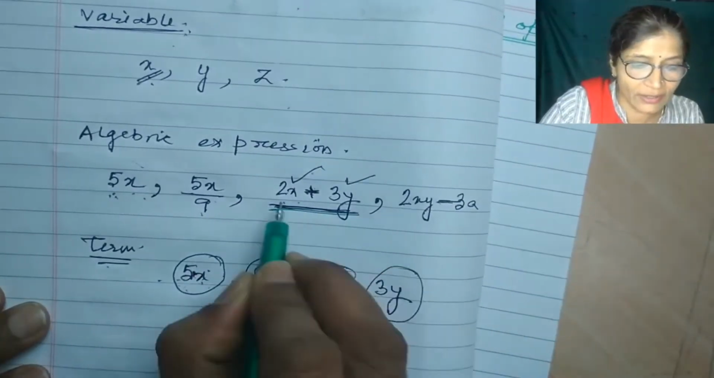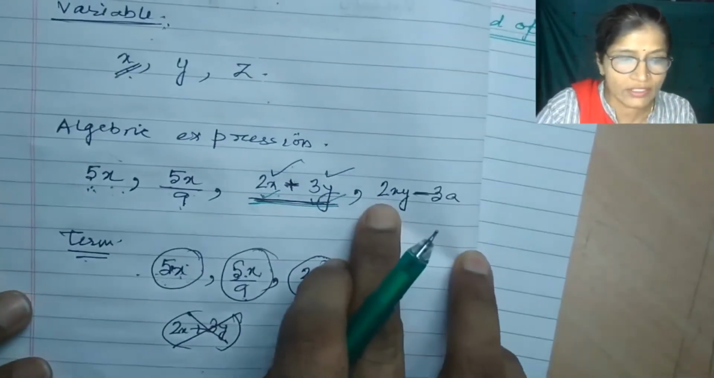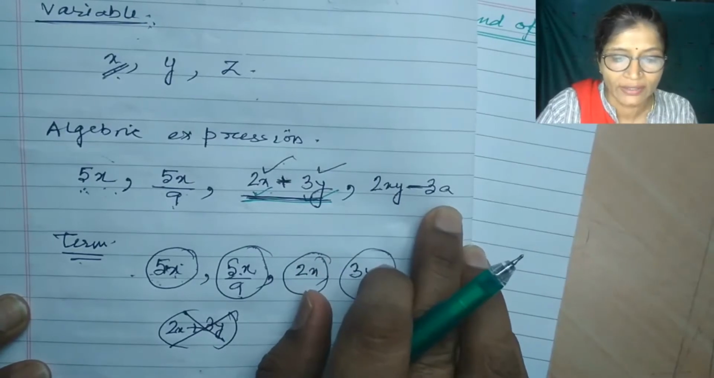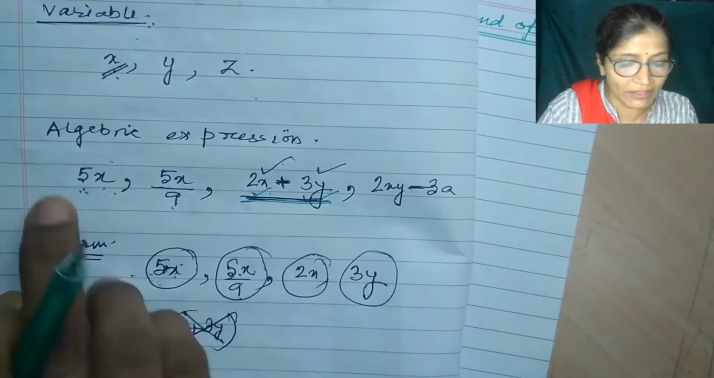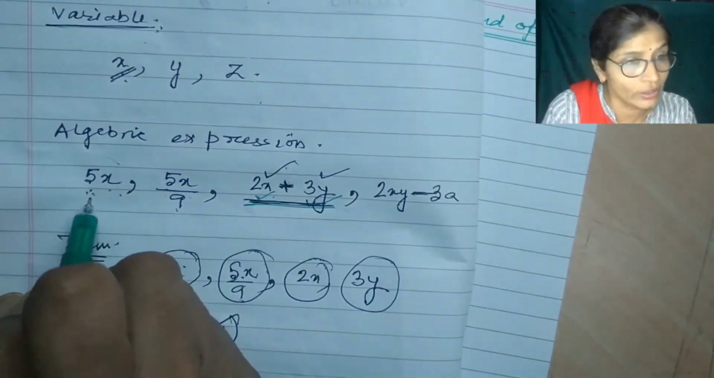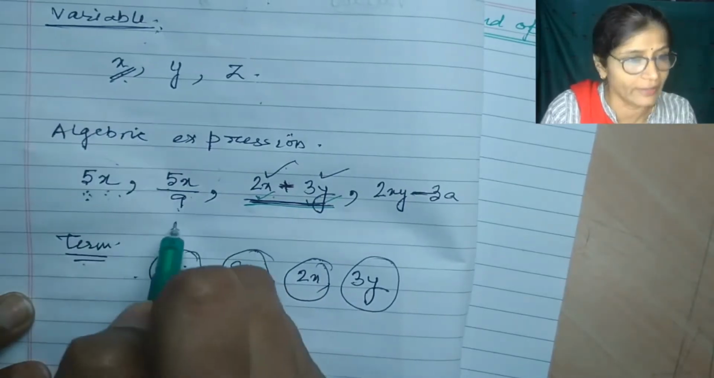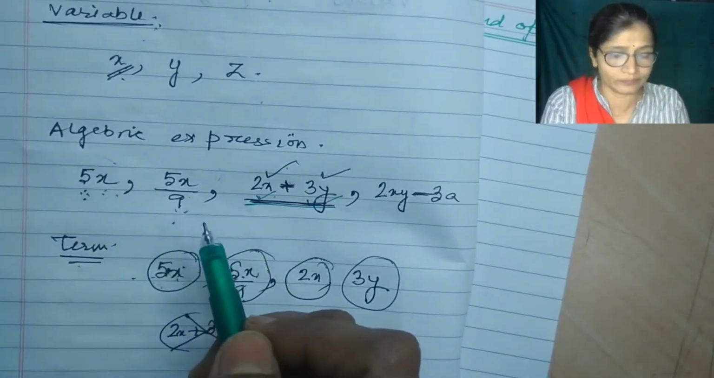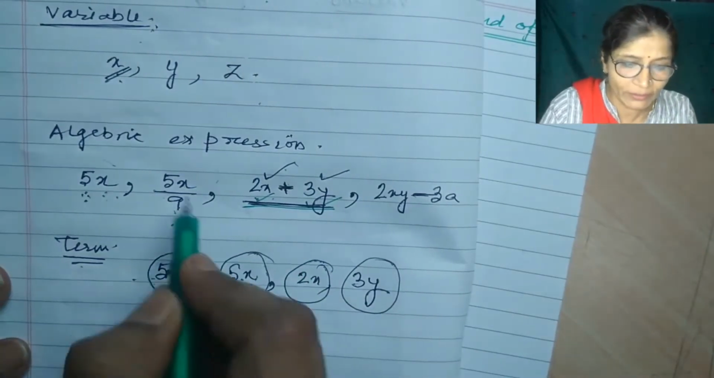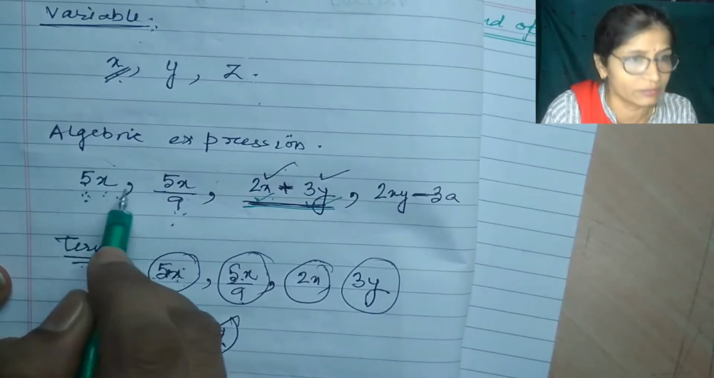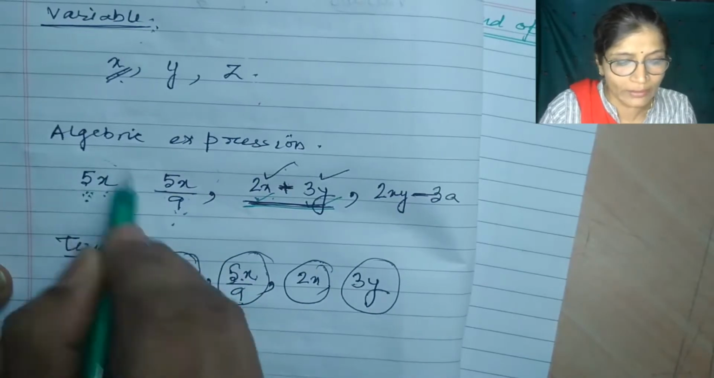Now the terms. In this expression there are two terms: one term is 2x, another term is 3y. Again in 2xy minus 3a, it also has two terms, 2xy and minus 3a. But this expression has only one term, that is 5x only. This expression, 5x by 9, also has one term. So terms are separated by plus or minus signs. And 5x means 5 into x, but this is one term only.